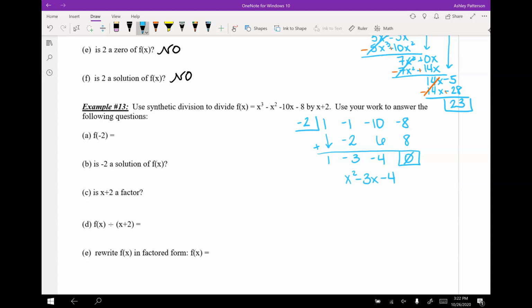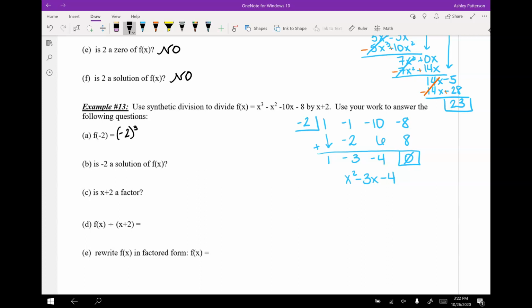Because remember, we're dividing. We're taking a piece away, hopefully evenly, and thus leaving us with one less exponent, one less degree. So if we were to substitute f of -2 into the function, we should get 0 as a remainder. As our value. Let's see.